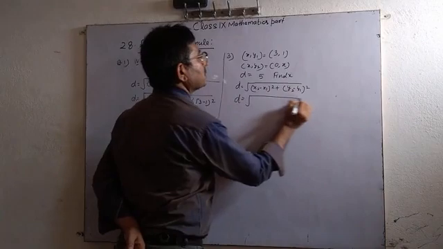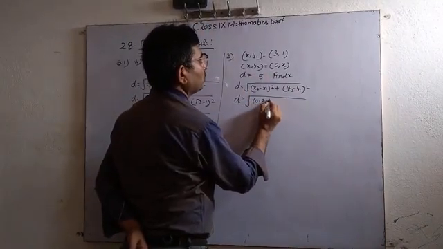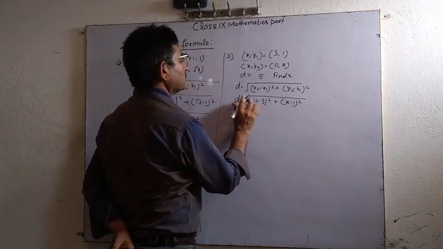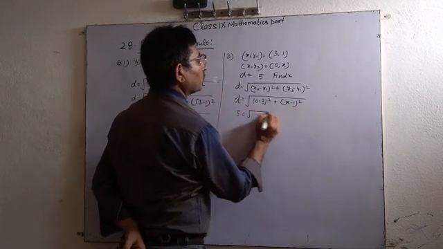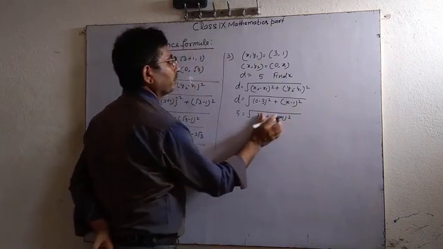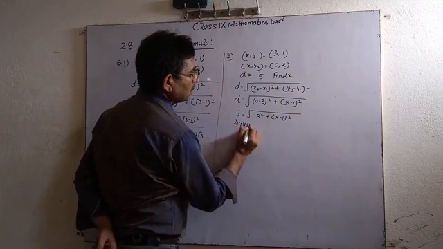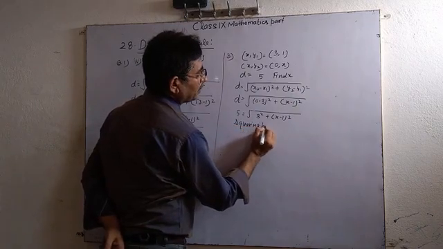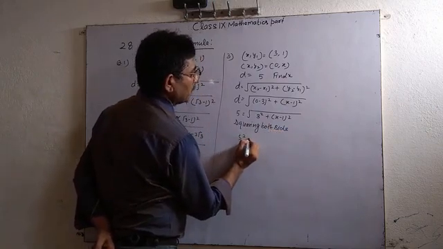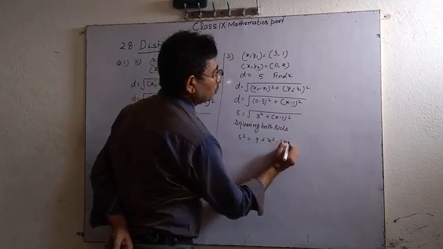and d equals root of 0 minus 3 whole square plus x minus 1 whole square. Put the value: 5 equals root of 3 square plus x minus 1 whole square. Now squaring both sides, the root is cancelled, 25 equals 9 plus x square minus 2x plus 1.